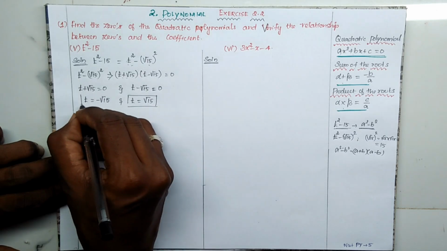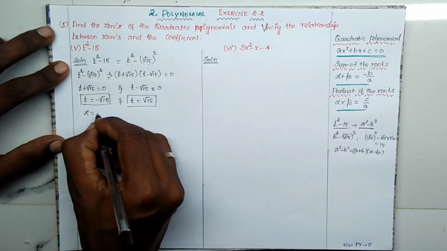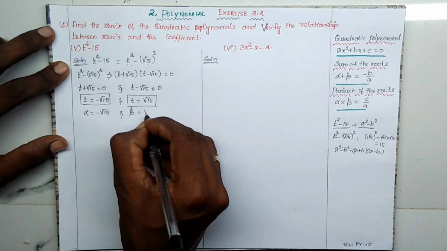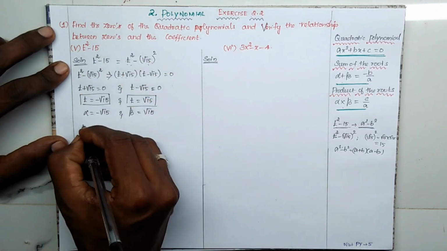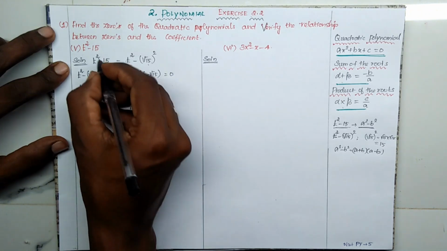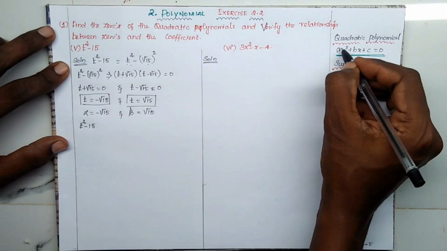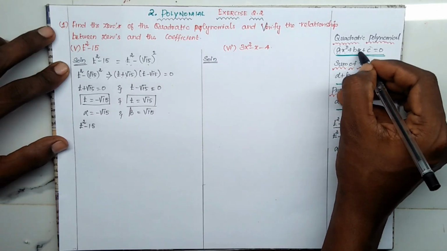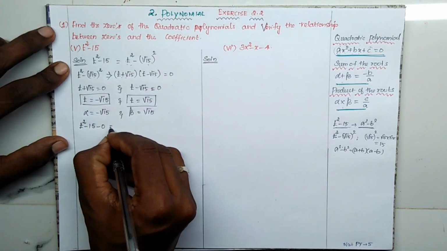So now we got these two roots. We assume these two roots as alpha, that is minus root 15, and beta, that is equal to plus root 15. Now, in the given equation they have given t square minus 15, and if we compare this equation with ax square plus bx plus c, we have the x square term and the constant, and the coefficient of x is not present here, so we have to make it 0.